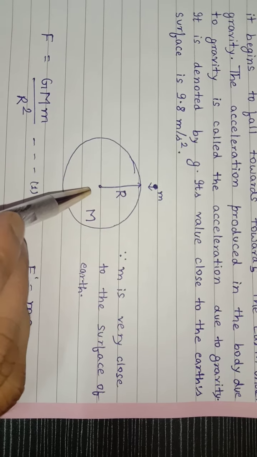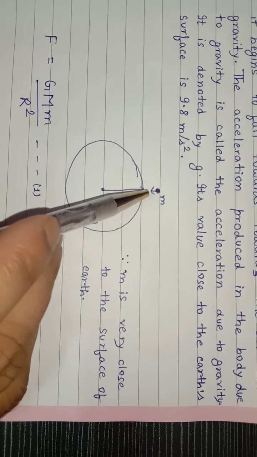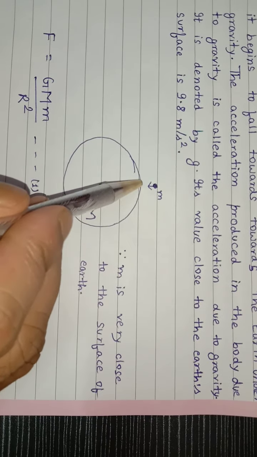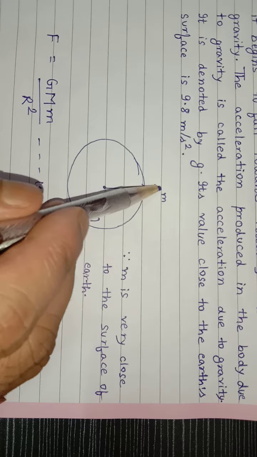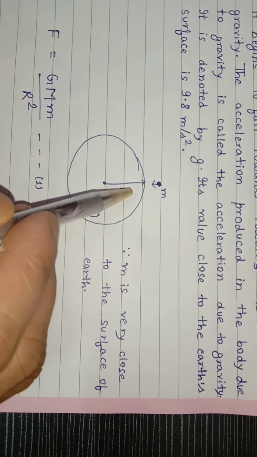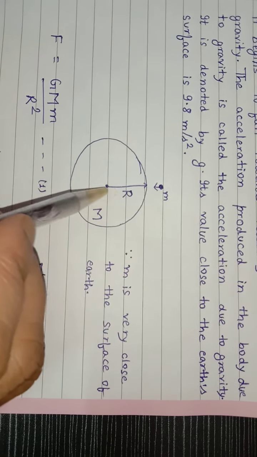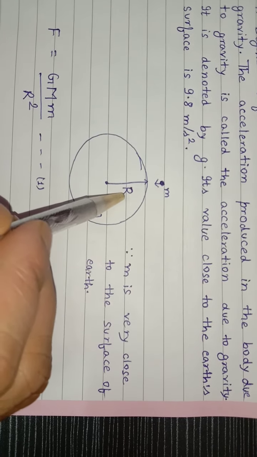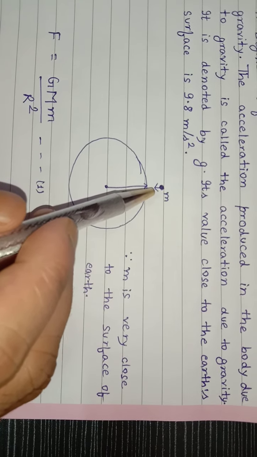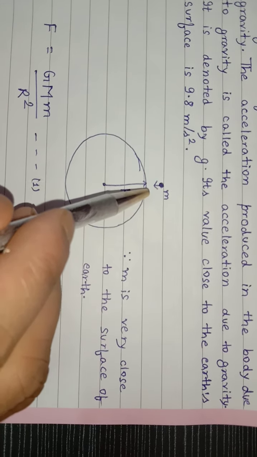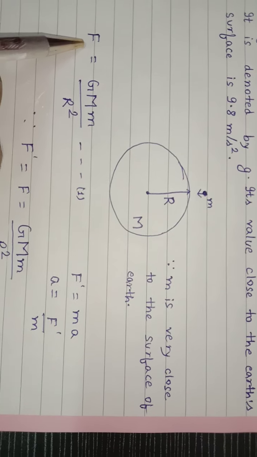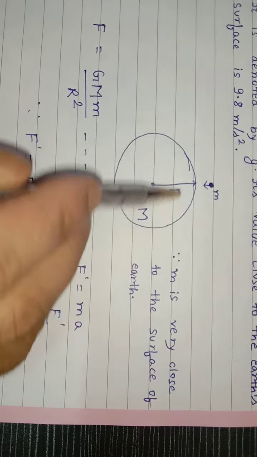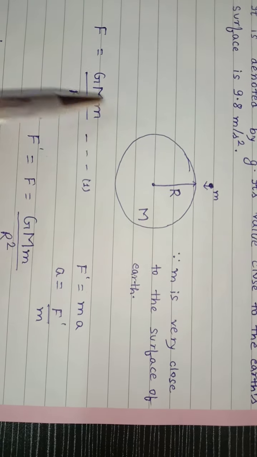That means the distance between the center of the earth and the body can be considered as the R. Why? Because the distance between the body and the surface of the earth is negligible. Why? Because it is very near the surface of the earth. So the distance between the body and the center of the earth can be taken as the radius of the earth, that is capital R. Now when a body is falling towards the earth, it is attracted with a force equal to, we know the force of gravitation formula, that is G, capital M, that is mass of the earth, small m, that is mass of the body, by R square.